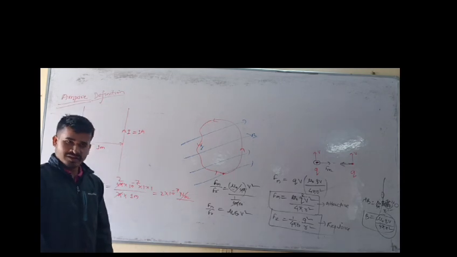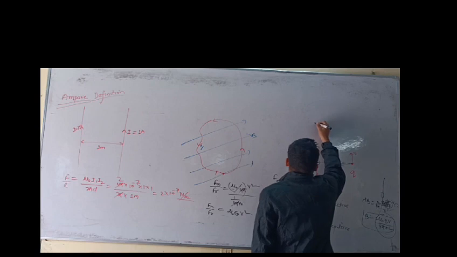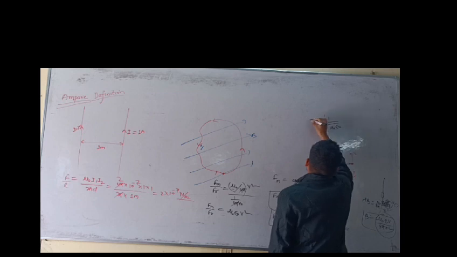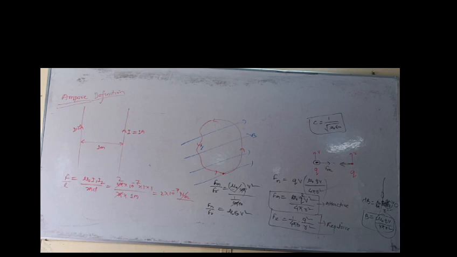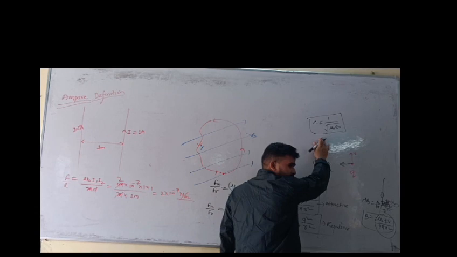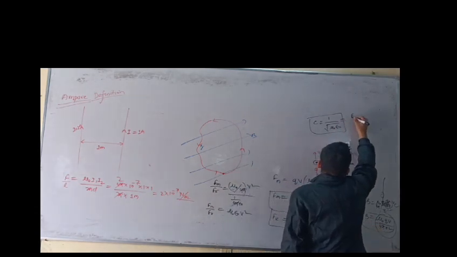And mu naught epsilon naught is in electromagnetic waves. I will teach you. C equal to 1 by root over mu naught epsilon naught. I will take this in electromagnetic wave. And C is also equal to what?